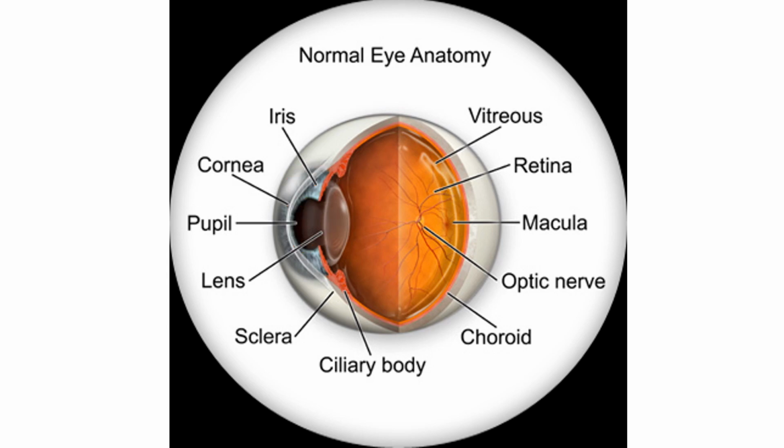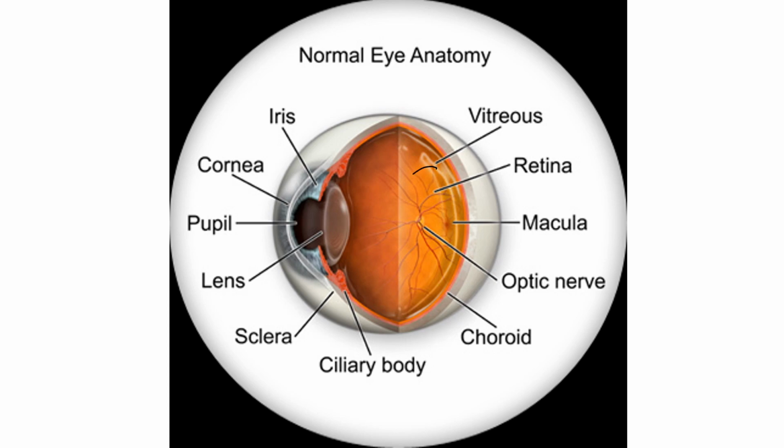We then have the lens. This is a transparent, flexible tissue that is located behind the iris in the pupil. It also helps focus light and images onto the retina. The lens can lose its elasticity over time, causing difficulty in focusing on near objects, hence why we need reading glasses when we get older.